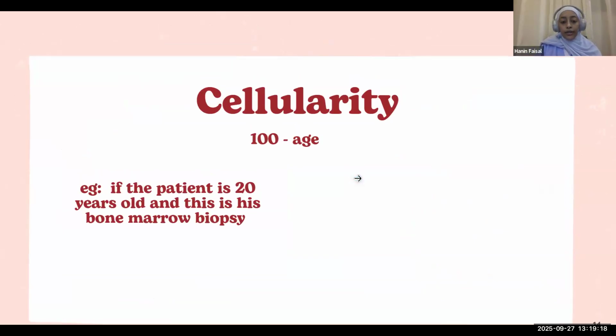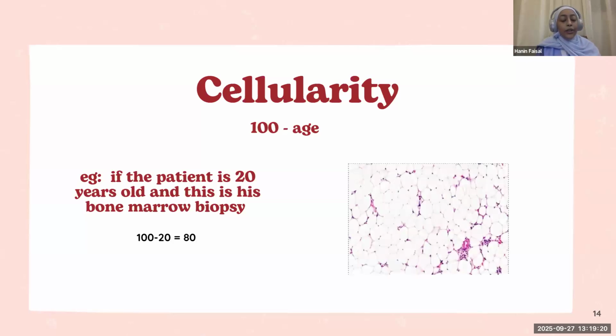You take the bone marrow biopsy and you see this. Do you think this is the actual cellularity of the person? Like, is this his normal cellularity? Is this how 80 should look?